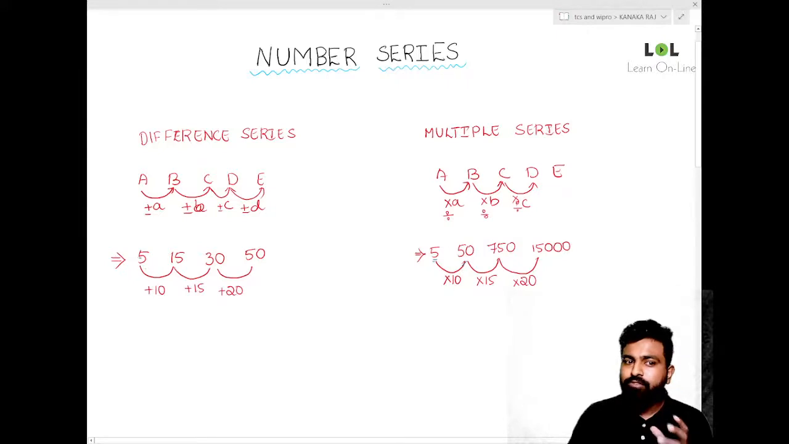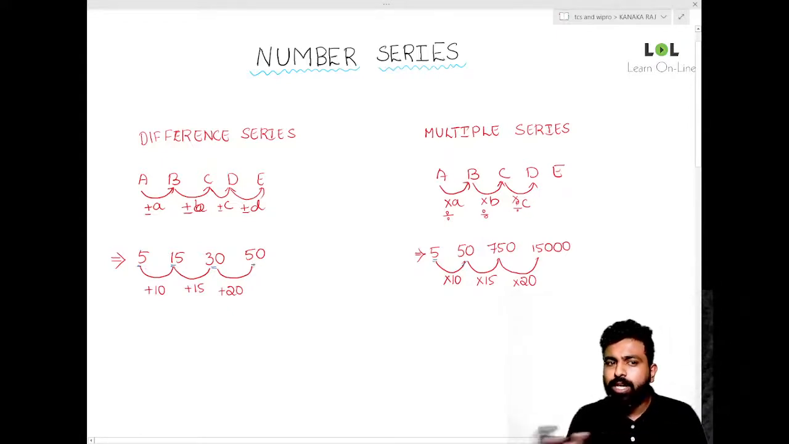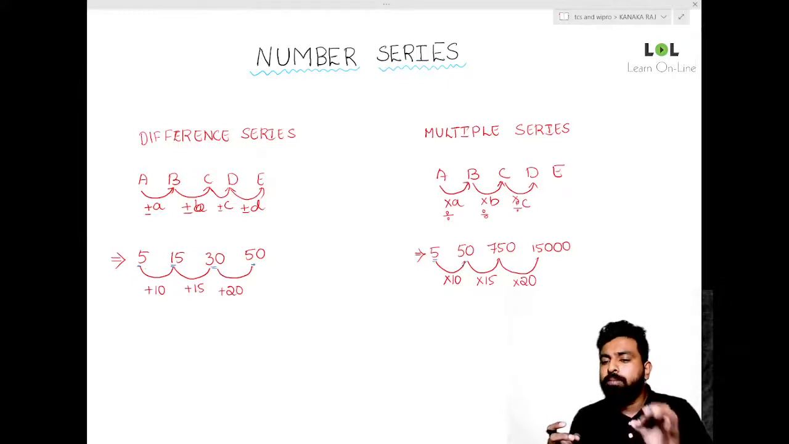But in terms of difference series, 5 is becoming 15, 15 is becoming slowly 30, 30 is slowly becoming 50. So the increase is small when it comes to difference series. When it comes to multiple series, the difference is large. That is how we identify difference series and multiple series. If we identify them, half of your problem is solved, people. It will become very, very easy.